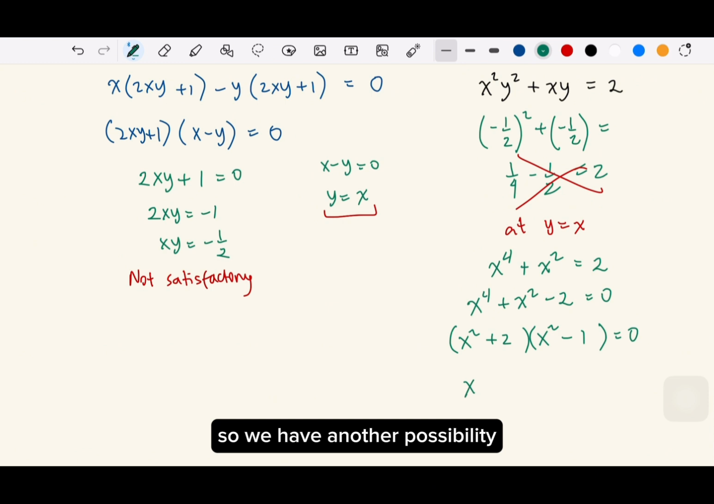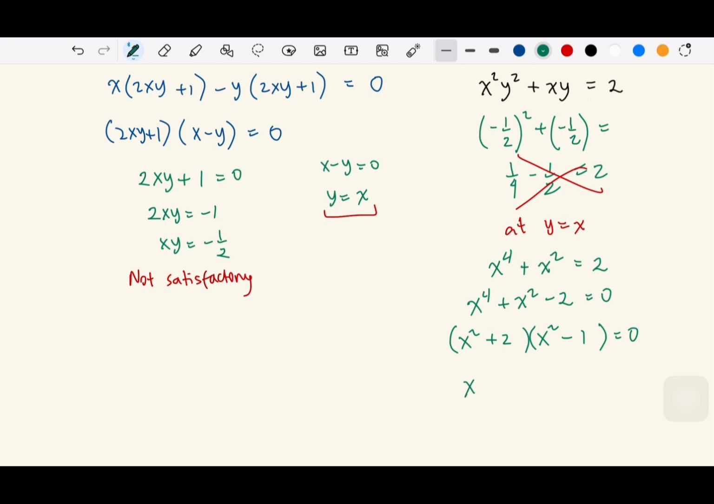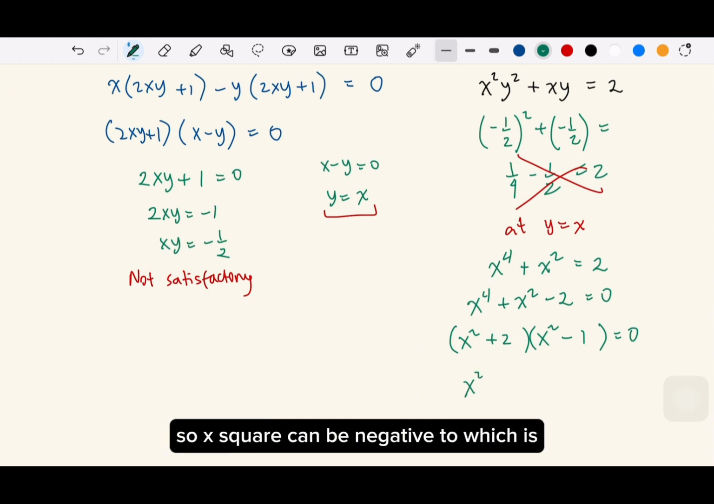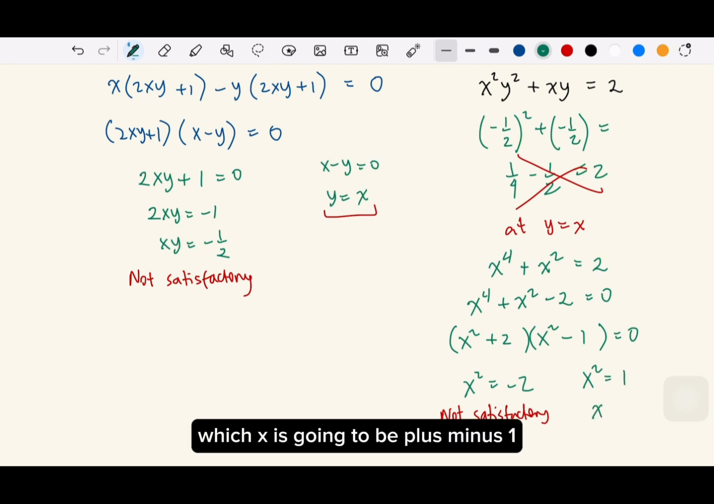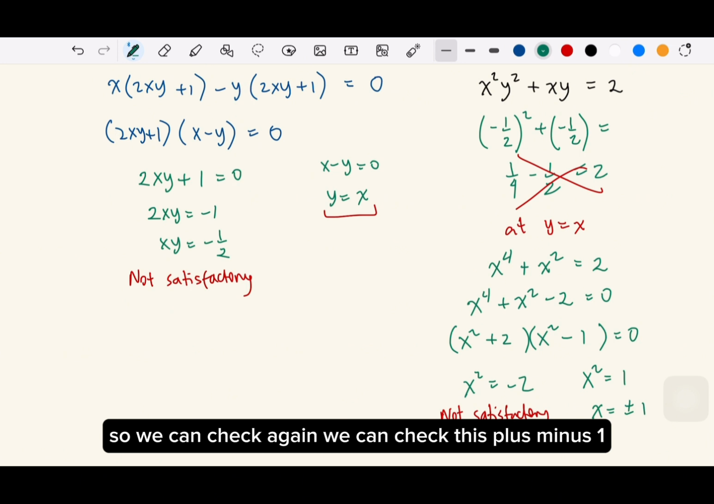So we have another possibility, right? x squared can be -2, which is not satisfactory for a real number. And x squared equal to 1, which means x is going to be plus or minus 1. So we can check this plus or minus 1.